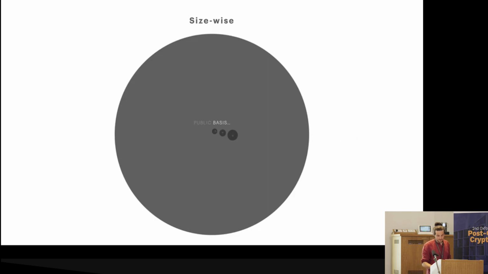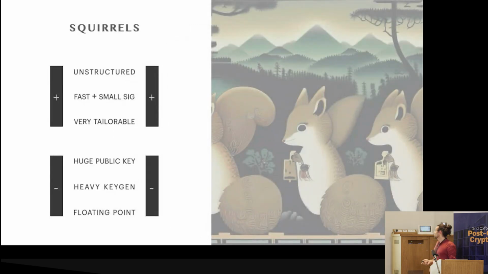That's how it is. So all in all, this Squirrels proposal has good and bad points, like every other proposal. On the good points, we are unstructured. We're using plain lattice assumptions. So the security amounts to SIS and SVP on plain lattices. It's fast. The signature is actually small, competitive with Falcon and Dilithium. It's very tailorable. You can really choose the dimension, choose the modulus really, really precisely. You can close the gap between forging and key recovery.